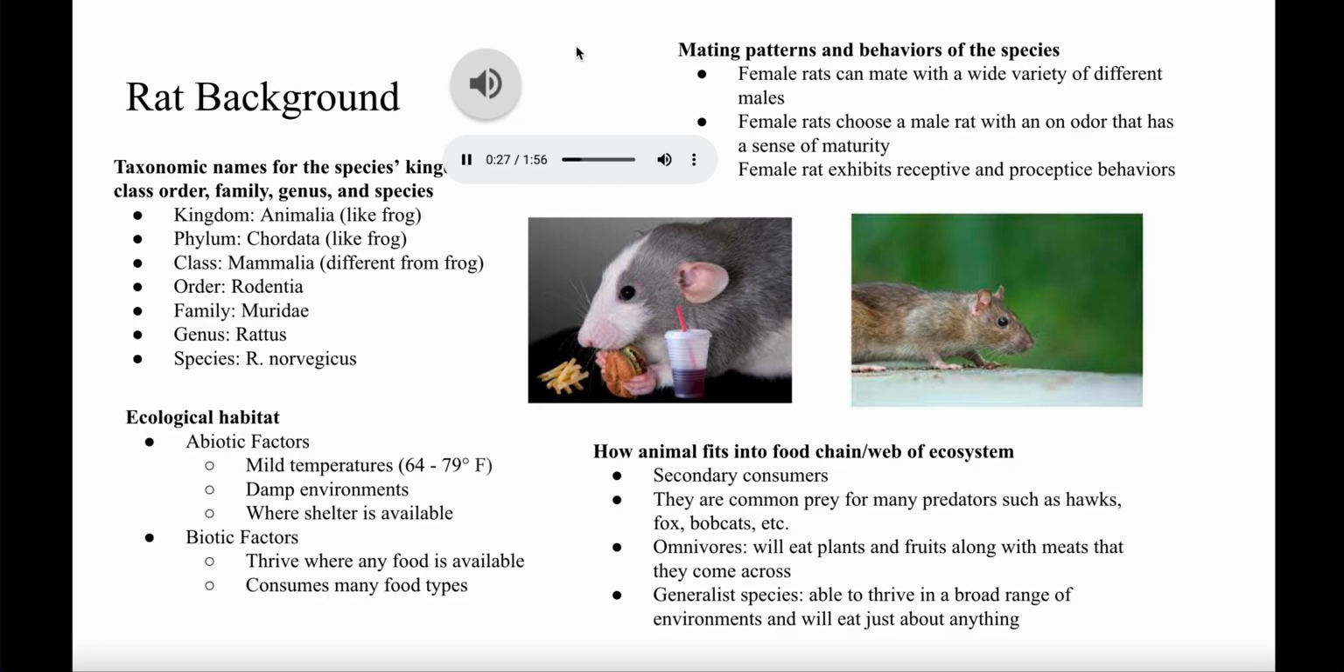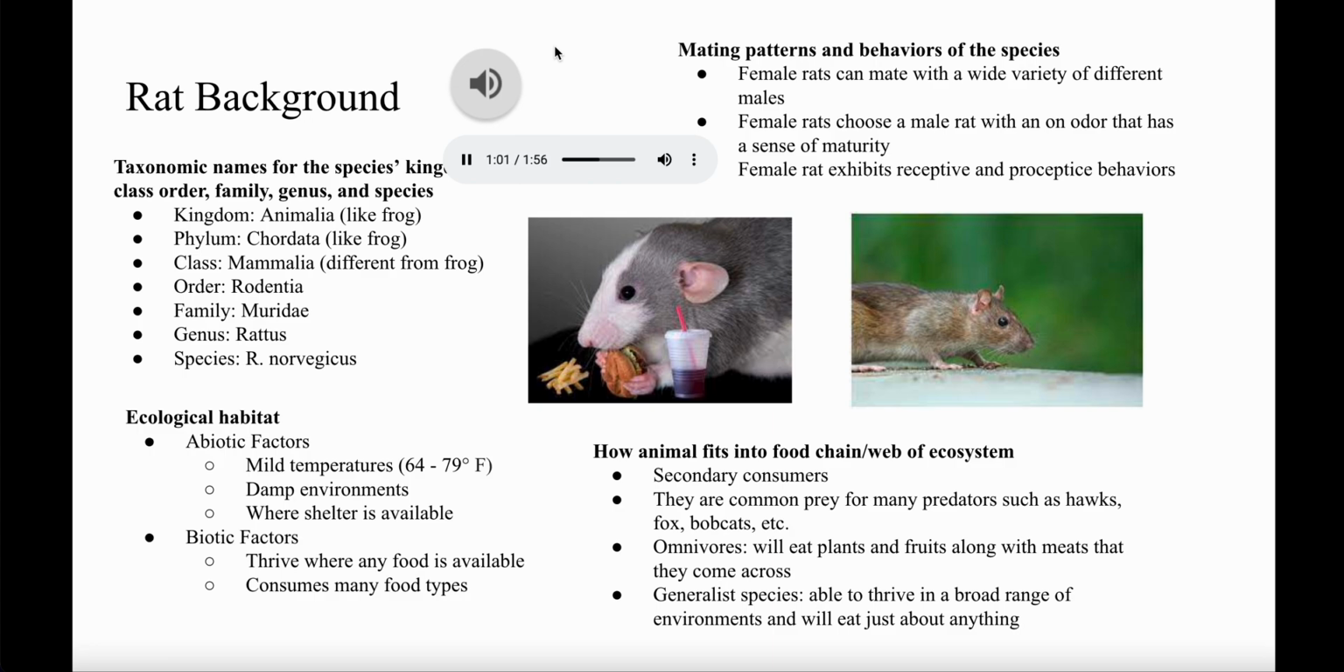So for a rat's ecological habitat, their abiotic factors include a mild temperature ranging from around 64 degrees Fahrenheit to 79 degrees Fahrenheit. They also like to live in damp environments, depending on where they are, but a main abiotic factor for them is where shelter is available, as it helps with their survival. And then some biotic factors: rats will thrive where any type of food is available, as they consume many different types of food. They're not picky.